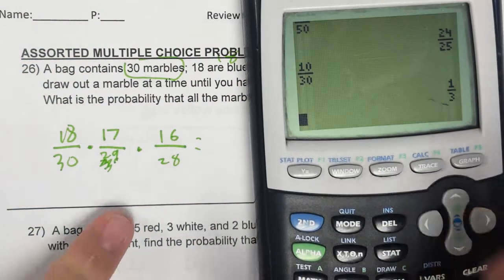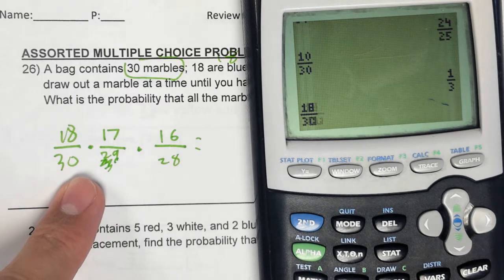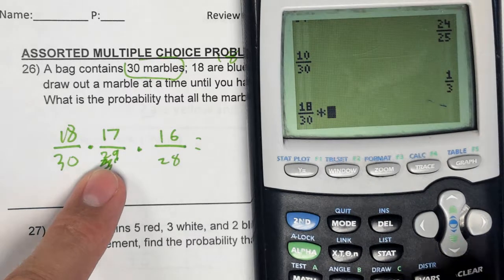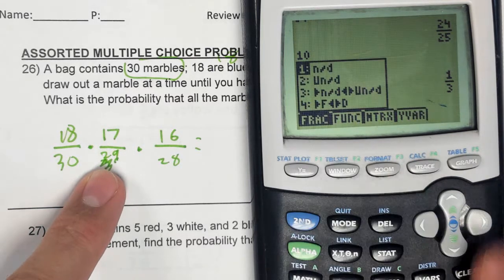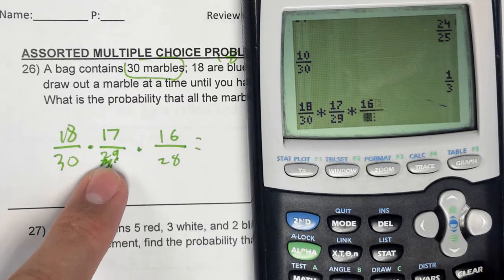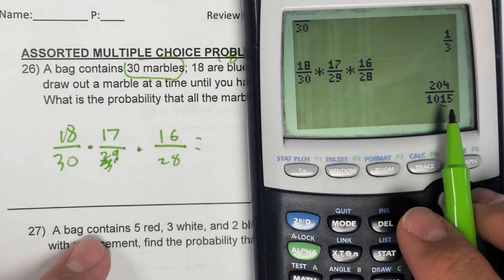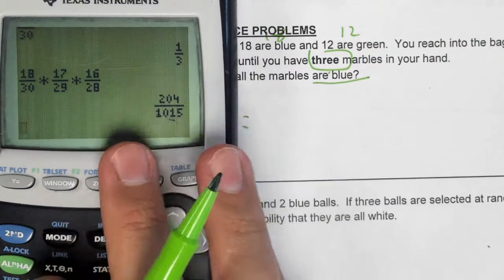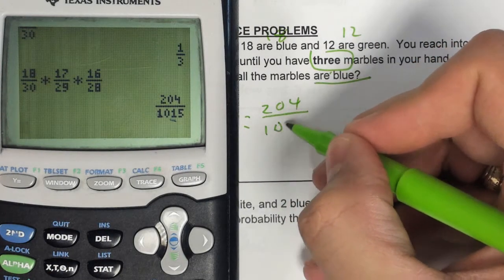That's what I need to do in the calculator. Alpha y equals, enter, 18 over 30. Then I multiply, alpha y equals, enter, 17 over 29, times alpha y equals, enter, 16 over 28, enter. That is my probability. I'll take the fraction: 204 over 1015.